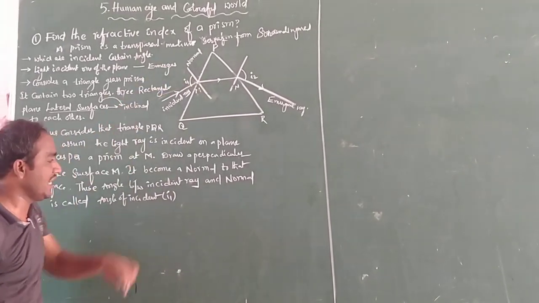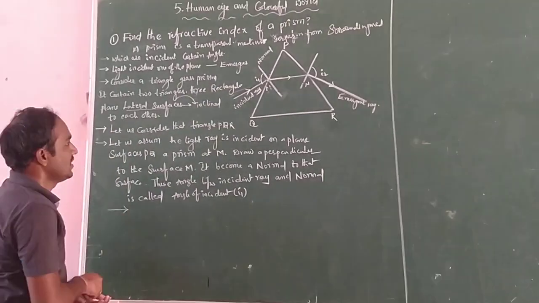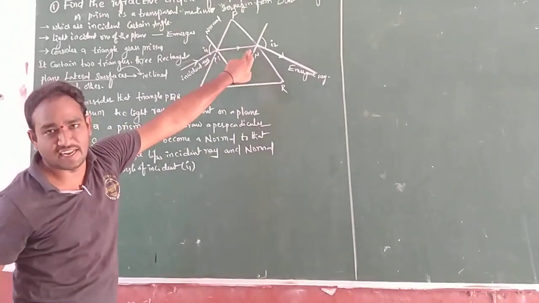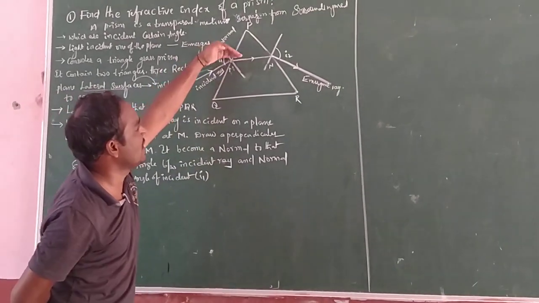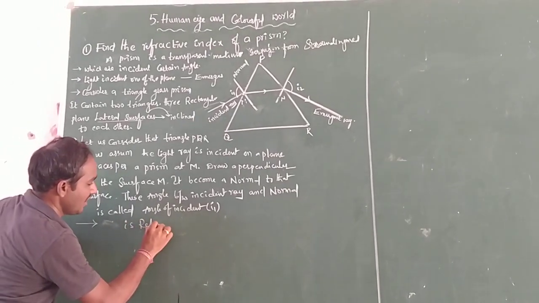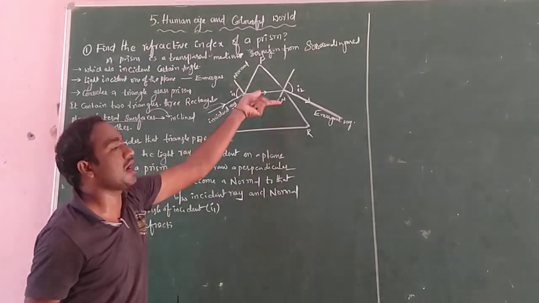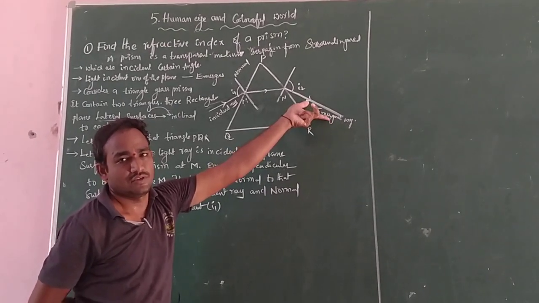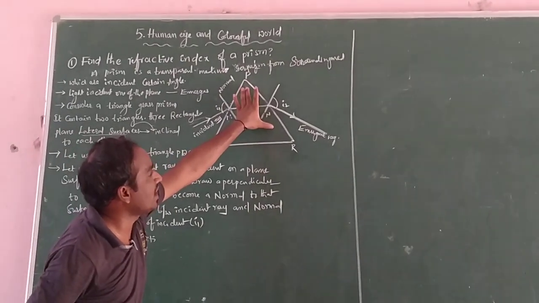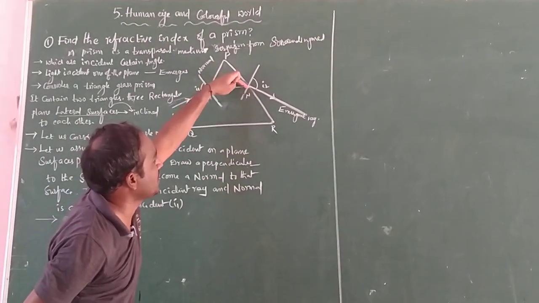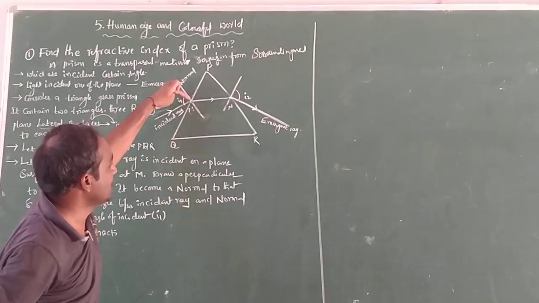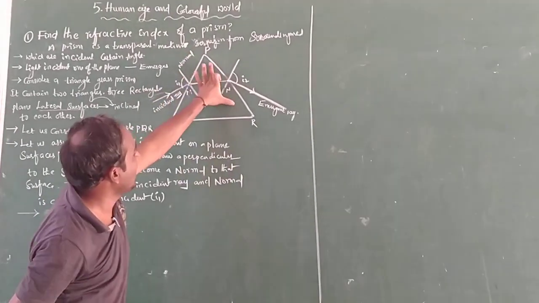And the next point, from the point M, is the refracted ray. After the refraction, it comes out of the prism at a specific point A on the surface. So here it is the incident ray, the refracted ray, and the emergent ray.